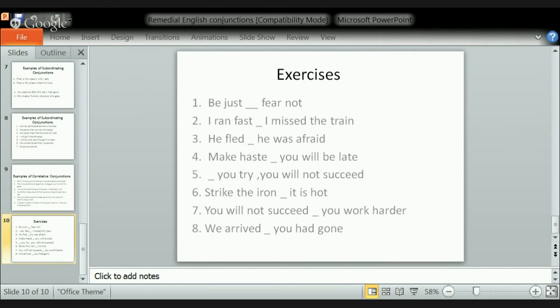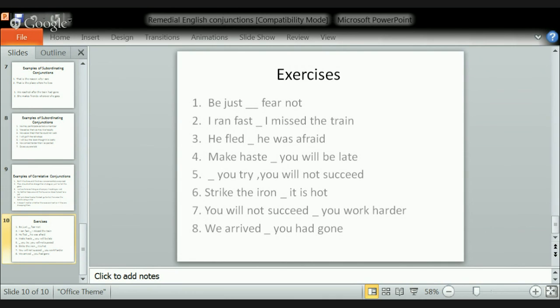Next, a particular sentence will be like, you will not succeed, dash, you work harder. Very simple again. Your success is based on your hard work. So what happens? You will not succeed unless, right? Yes, unless you work harder, you will not succeed.